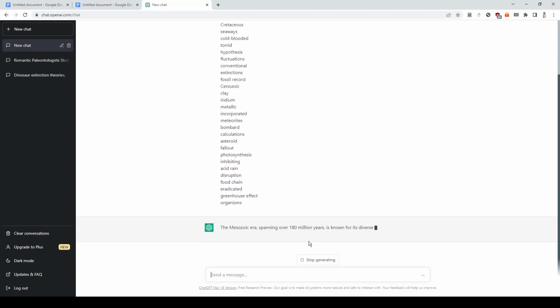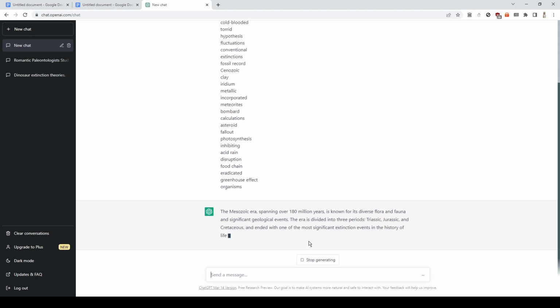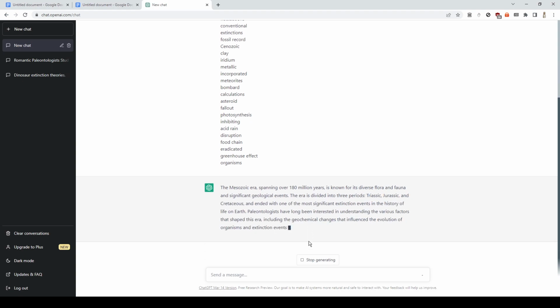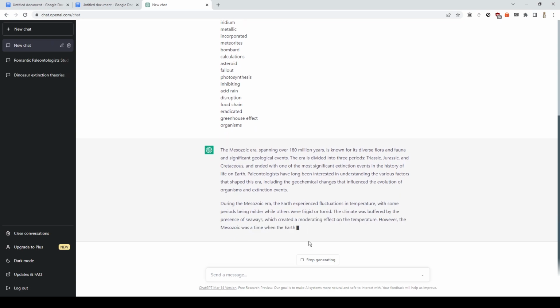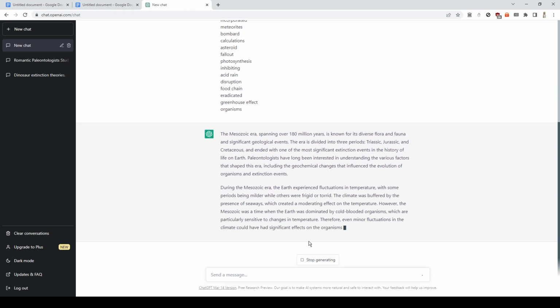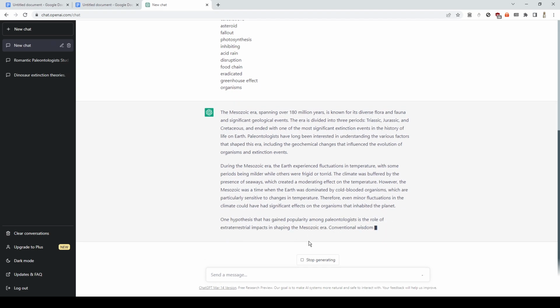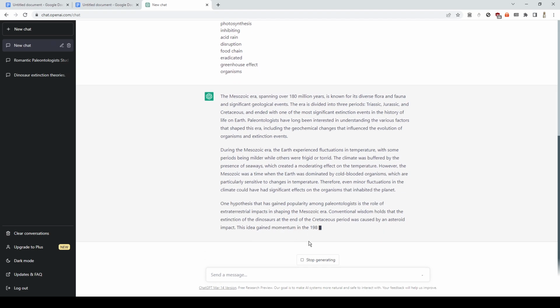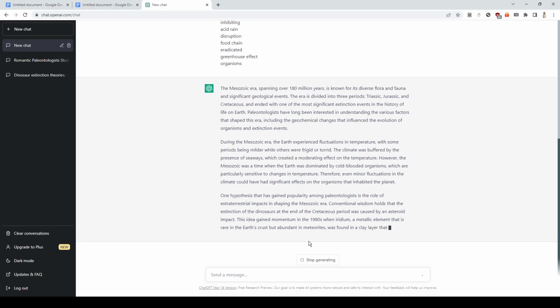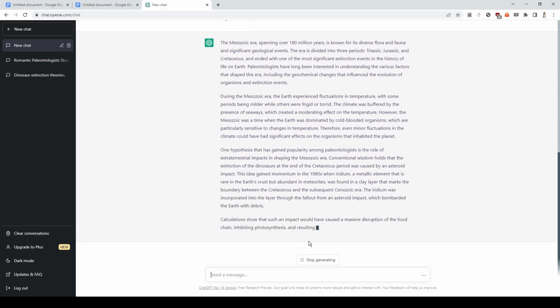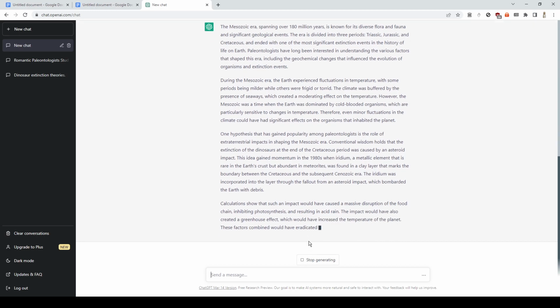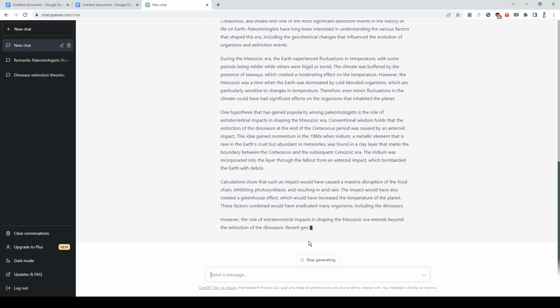I'm not going to read this one. But check it out. The Mesozoic era, spanning over 180 million years, is known for its diverse flora and fauna and significant geological events. The era is divided into 3 periods: Triassic, Jurassic, and Cretaceous. During the Mesozoic era, blah, blah, blah. One hypothesis that has gained popularity among paleontologists is the role of extraterrestrial impacts in shaping the Mesozoic era.